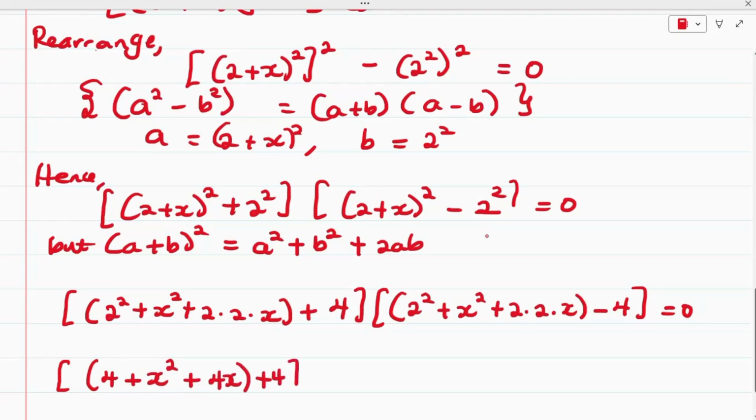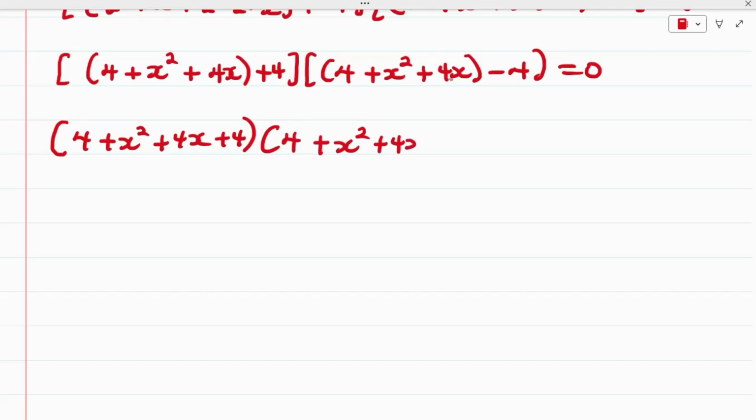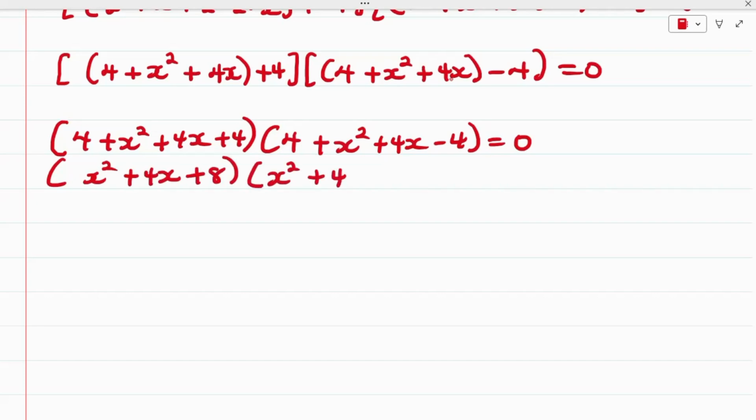4x, plus 4 multiply 2² is 4 plus x² plus 4x minus 4, and this is equal to 0. So from here, we have 4 + x² + 4x, plus 4 multiply 4 + x² + 4x − 4, and this is equal to 0. So we have this to be x² + 4x. 4 plus 4 is going to give us 8. Multiply, starting with x² + 4x, 4 minus 4 is 0, and this is equal to 0.